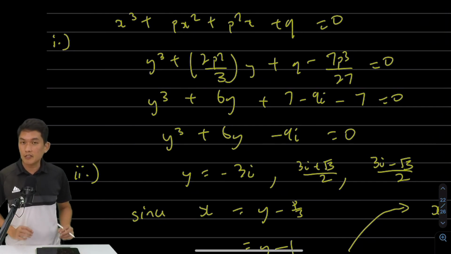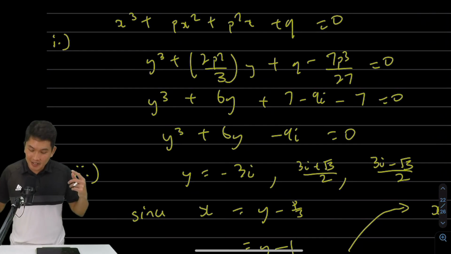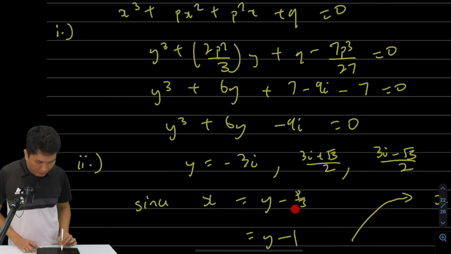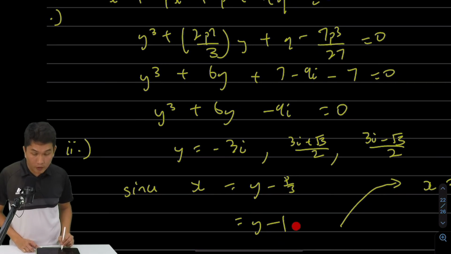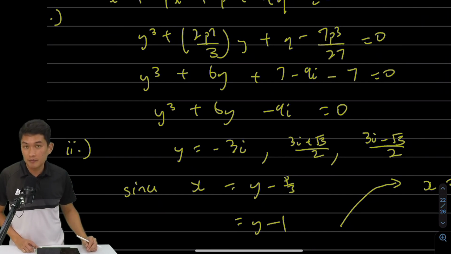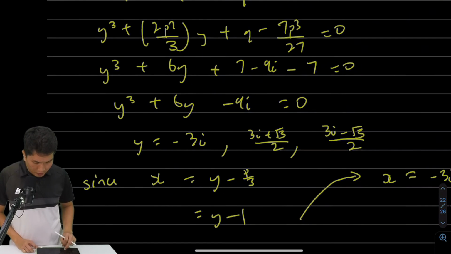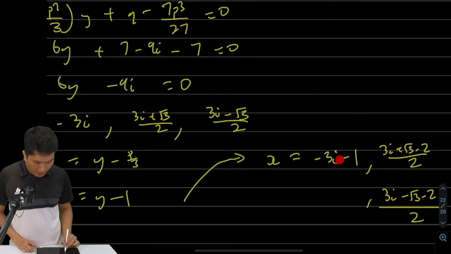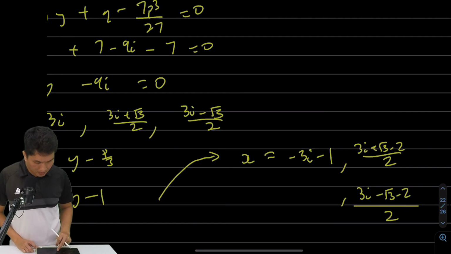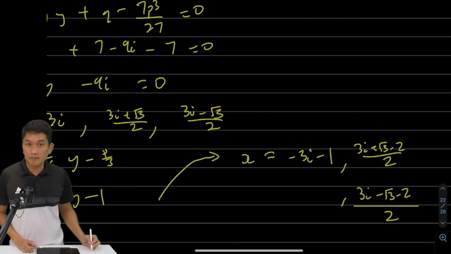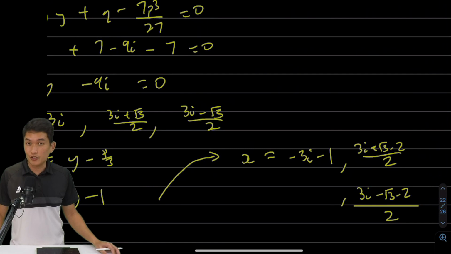The only problem here is we are not interested in y. We are actually interested in x. So remember the first substitution that we made: x equals y minus p over 3. That is actually equal to y minus 1 because p is equal to 3. So if x equals y minus 1, then x equals negative 3i minus 1, and 3i plus root 3 over 2 minus 1. So this is the 1 put onto the denominator 2, and then the other root is also the same. And that is the answer for question 9.